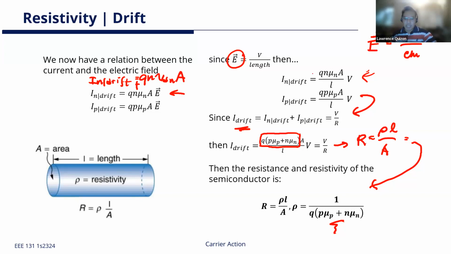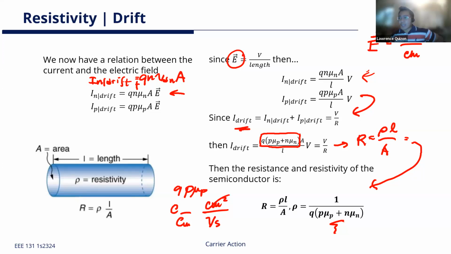Now, important thing to note here is if you try to do your units, or dimensional analysis, here, what you get is just P mu P. So P mu P, Q P mu P. This becomes Coulomb, cm squared, then cm squared also here, since it's cm cubed for the holes, cm squared over volt second. So then you get Coulomb per centimeter volt second.